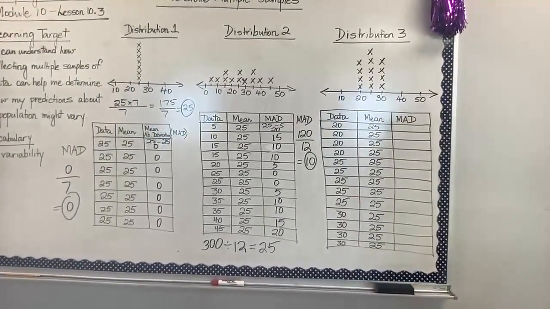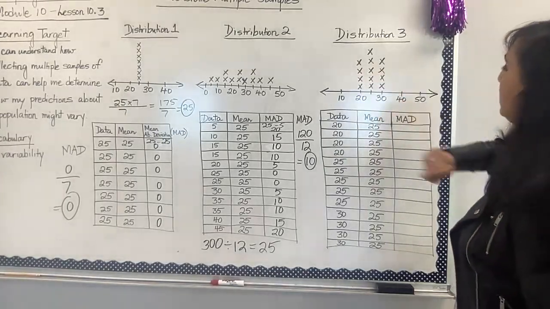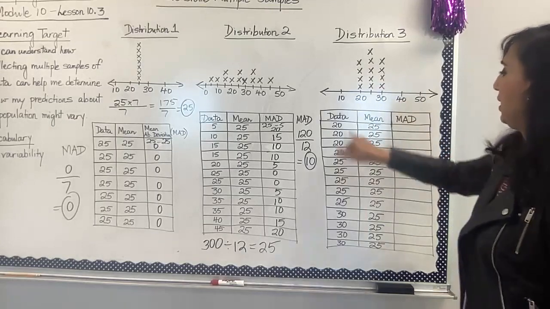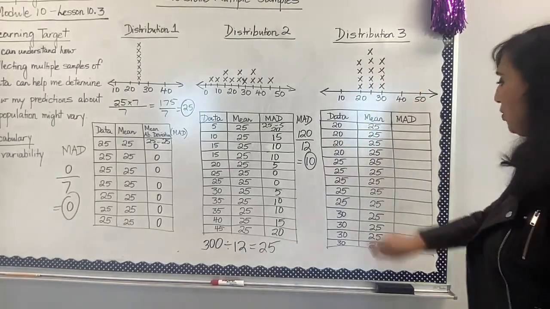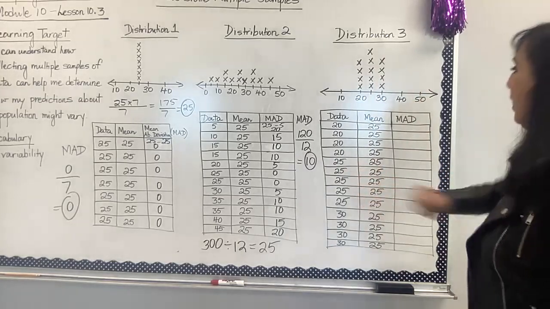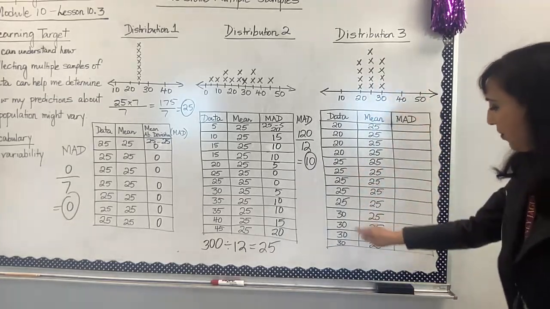Okay, let's look at the third distribution now. We're going to find again the mean absolute deviation. And if I look at this, I have 4 numbers which are on 20 in the data. I have 5 numbers which are on 25. Okay, and I have 4 numbers on 30.